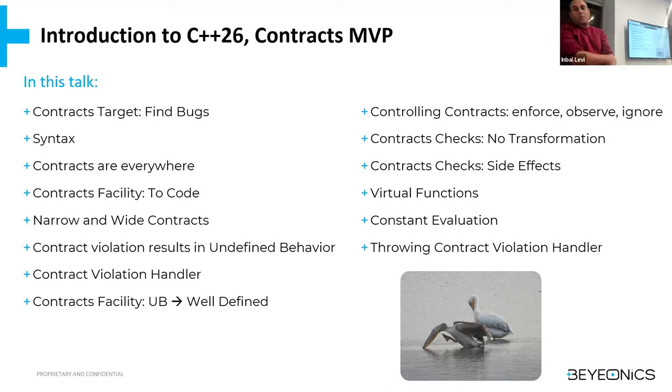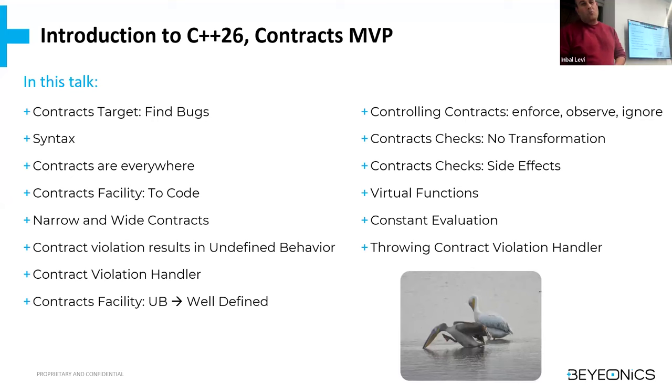So in this talk, I'm going to talk about C++26 contracts. It's a language feature of C++. Someone asked me here about blockchain contracts, not related. It's a C++ feature, and it's going to be in 26. Not optimistic, we are going to bring it.